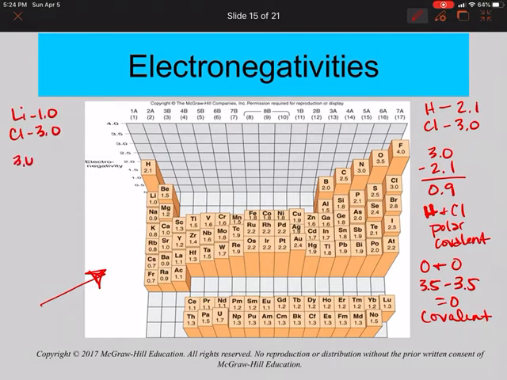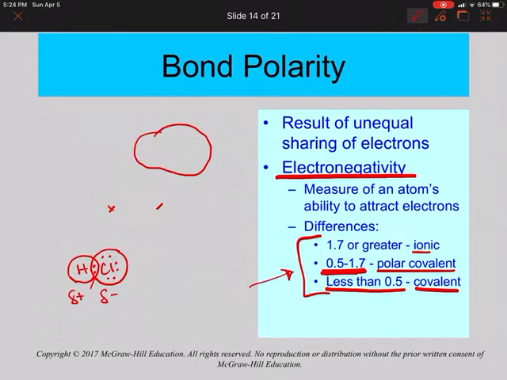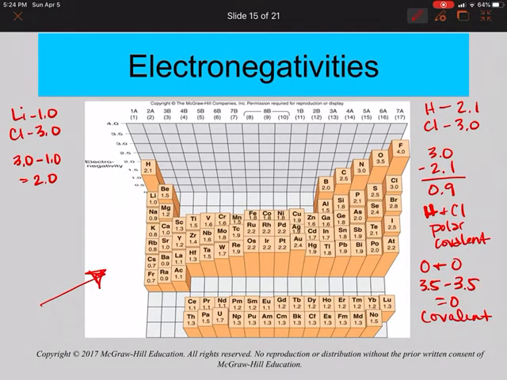And then if I did one like, say, lithium, which is 1.0, and chlorine, which is 3.0. If I do 3.0 minus 1.0, then I get a total of 2. Well, if you go back over to this slide, it says 1.7 or greater is considered to be ionic. Well, 2 is 1.7 or greater. So lithium and chlorine is an ionic compound.